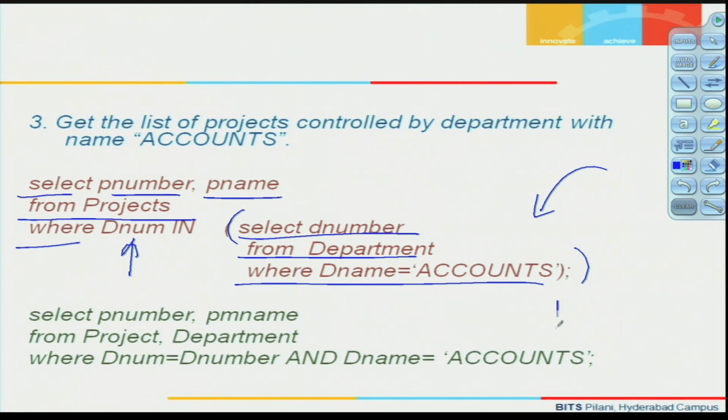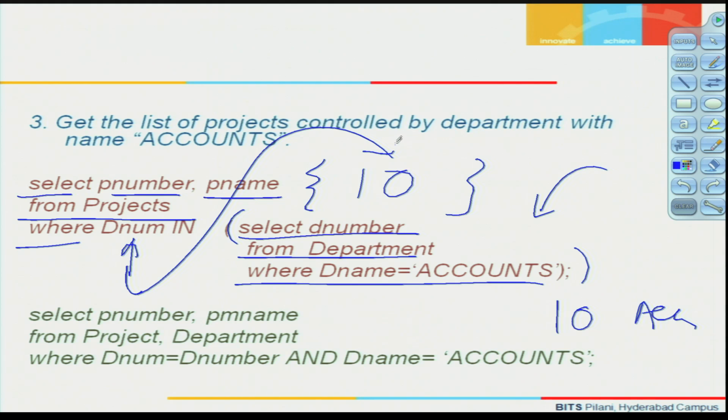Let us assume that there is a department with department number 10 and whose name is accounts. So the result of this is going to be 10. There is only one element. For every project in the project table, it will check whether the dnum, which is the controlling department, is in this set or not. If it is there, for such a project, it will display the project number and the P name. This will give you the list of project numbers and project names which are controlled by the accounts department.